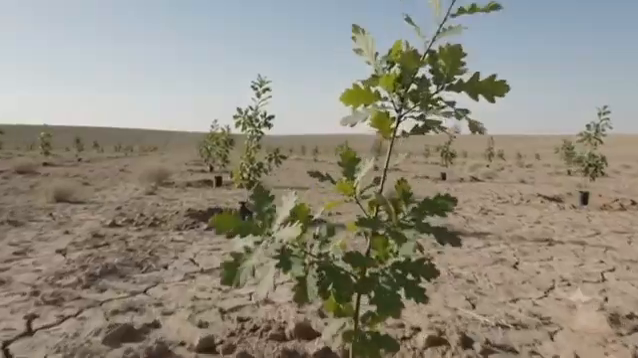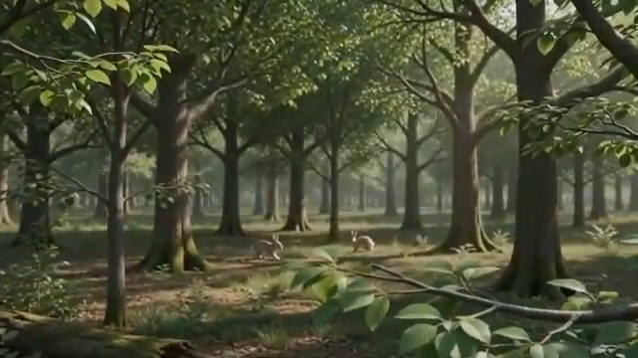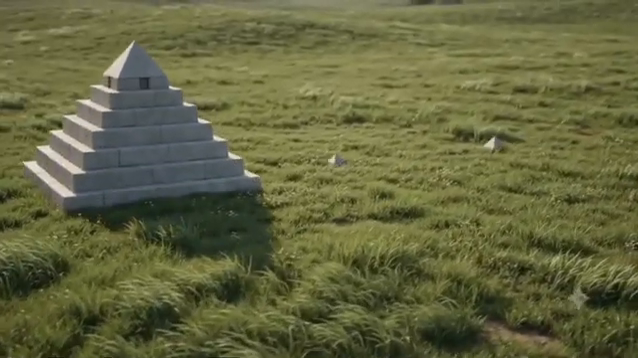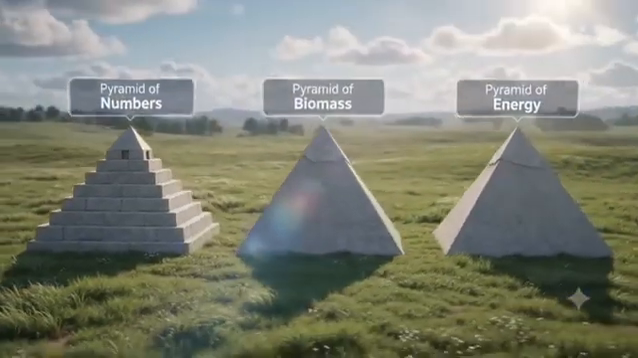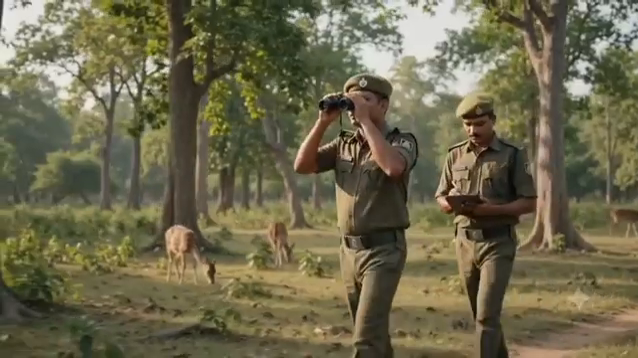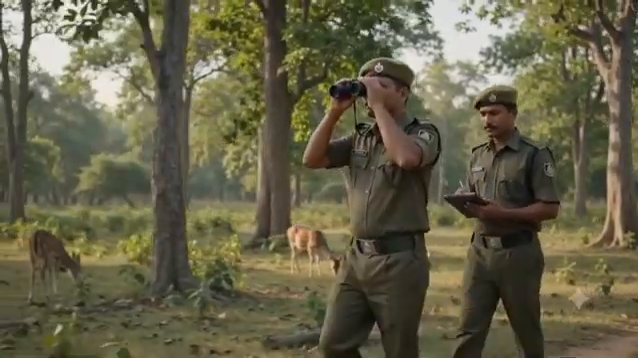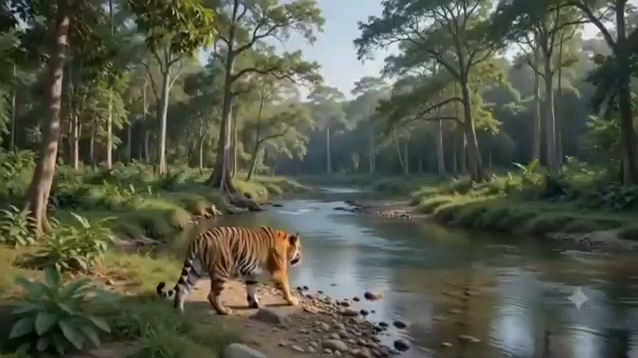Afforestation establishes a forest on land that has not recently supported one. Ecological pyramids represent numbers, biomass, or energy at different trophic levels. A wildlife sanctuary protects wild animals and their habitats from harmful human activities.